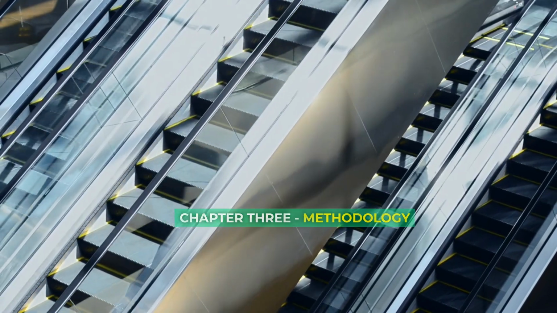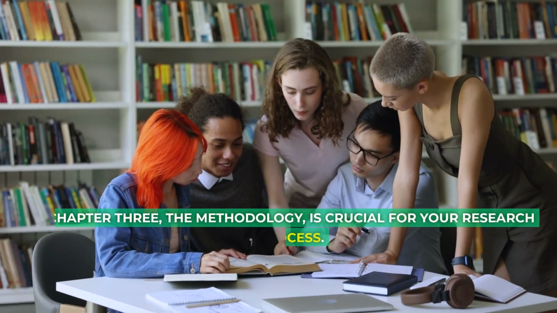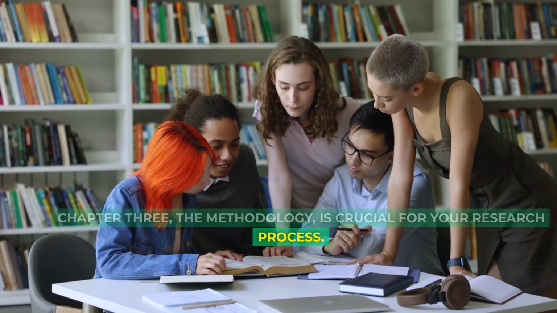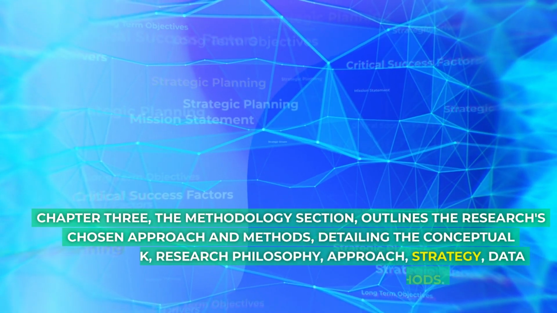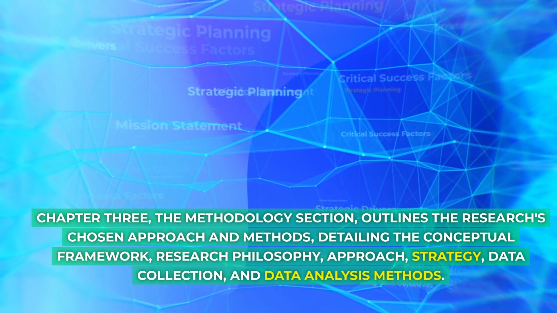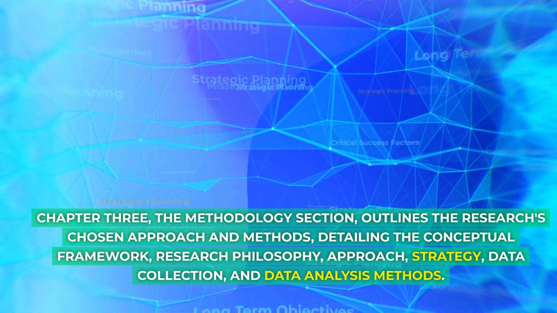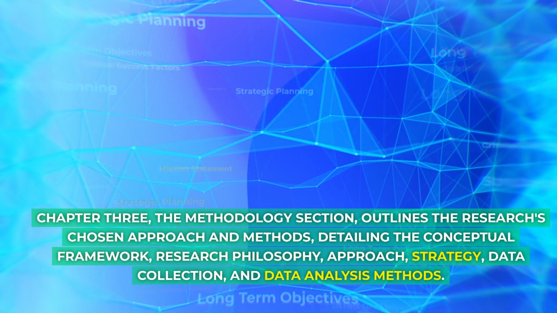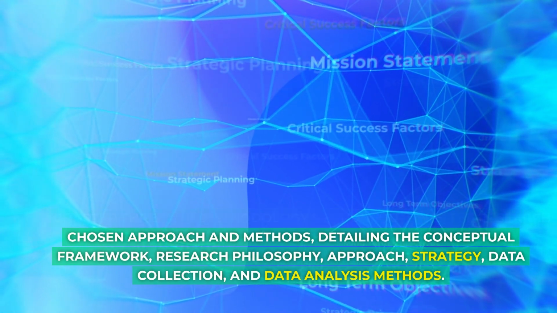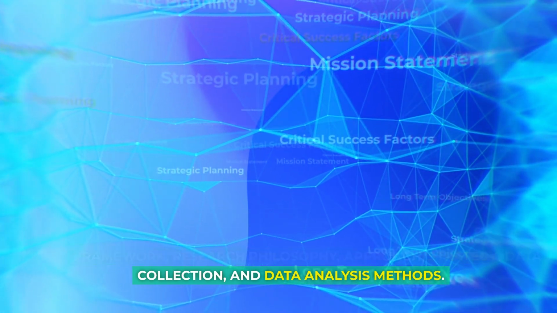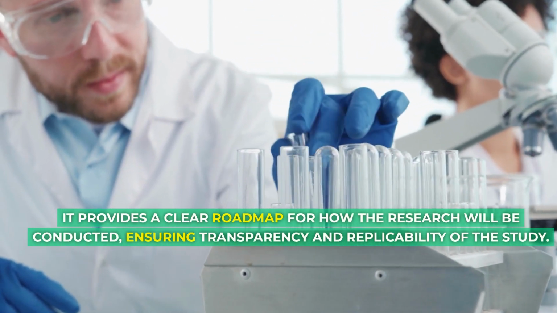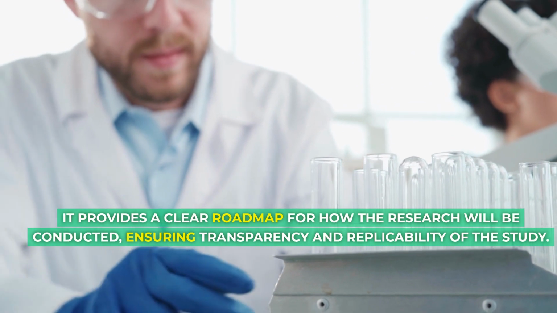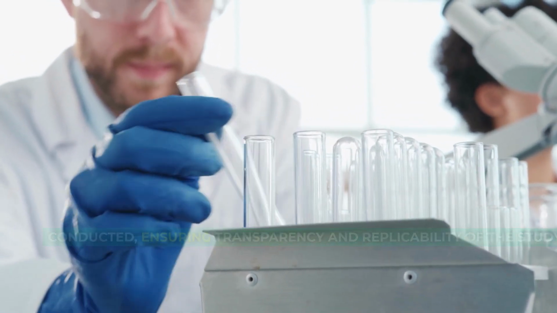Chapter 3: Methodology. Chapter 3, the methodology, is crucial for your research process. Chapter 3, the methodology section, outlines the researcher's chosen approach and methods, detailing the conceptual framework, research philosophy, approach, strategy, data collection, and data analysis methods. It provides a clear roadmap for how the research will be conducted, ensuring transparency and replicability of the study.